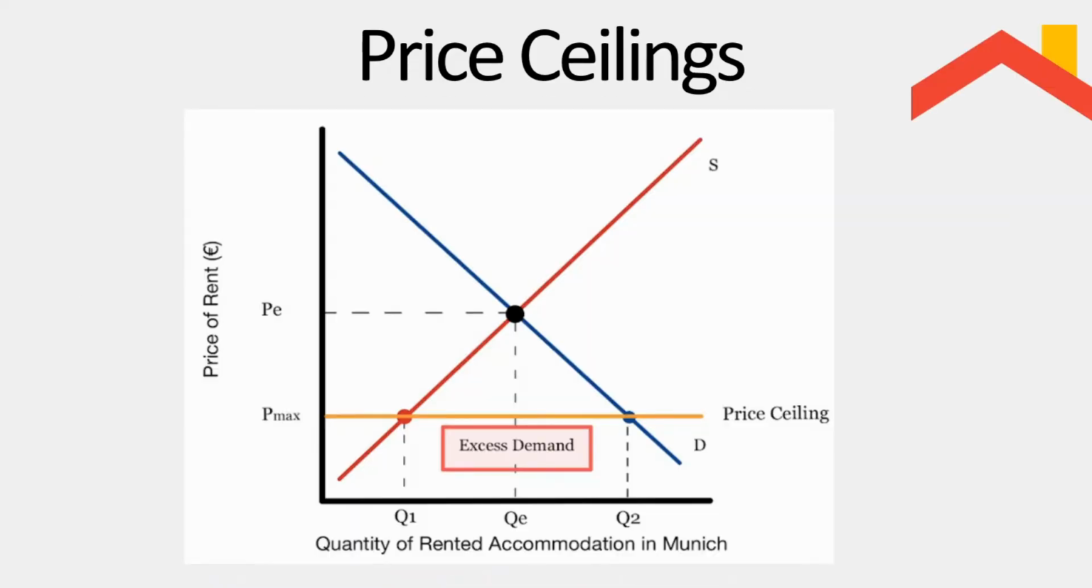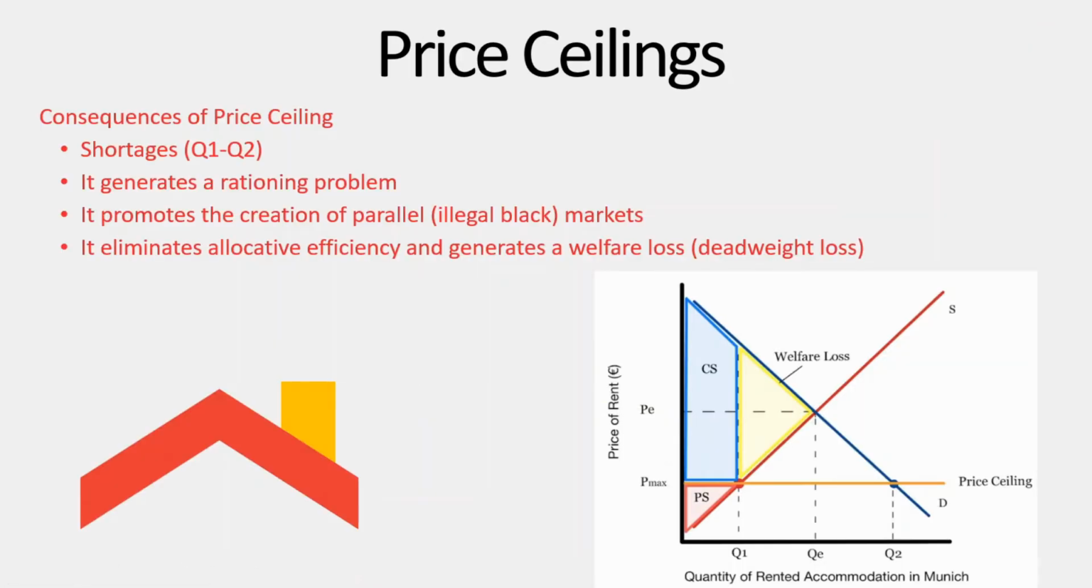When you draw a price ceiling, you put a horizontal line below the equilibrium, label it price ceiling, P max. This is the quantity supplied. This is the quantity demanded. It really doesn't matter if you do Q1 or whatever. But what you see here is that the quantity demanded is greater than the quantity supplied. So because of this, we are going to have a shortage.